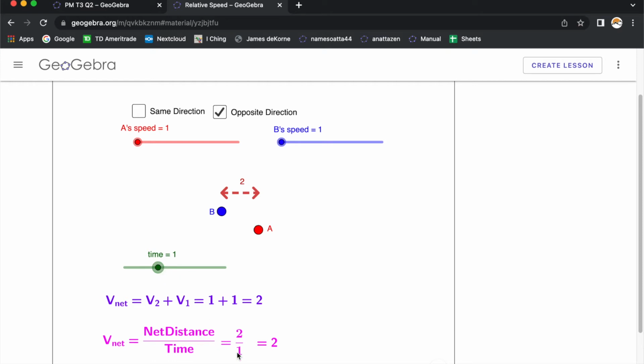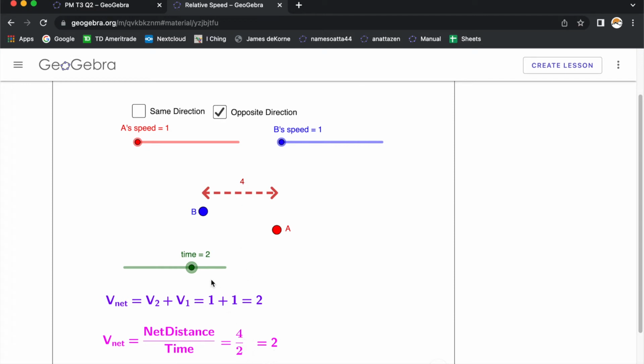So the net speed is actually not finding the difference but adding them up. 1 plus 1 is equal to 2. You can see here the net distance is 2, time is 1, we get 2 here, and then when I increase it to 2, the distance between them is now 4.